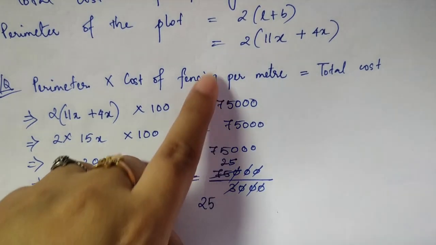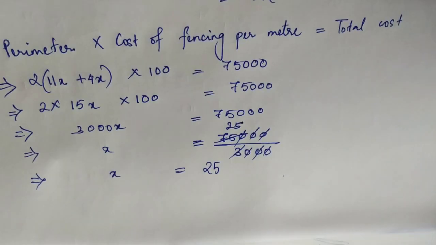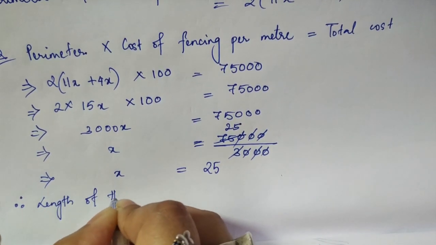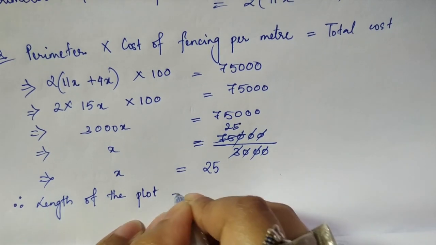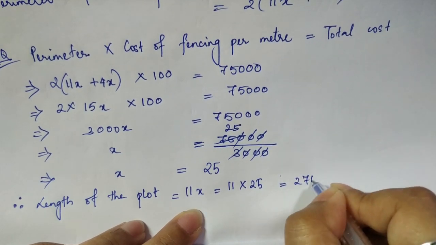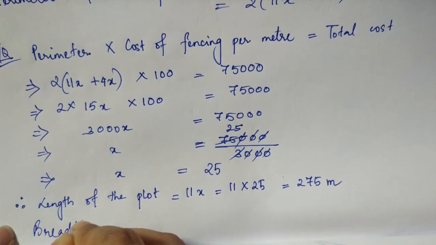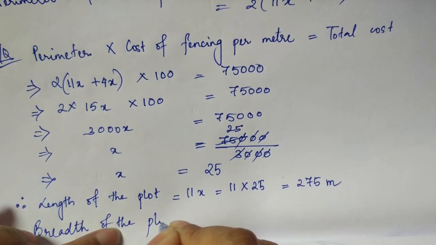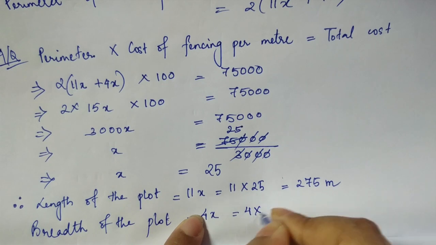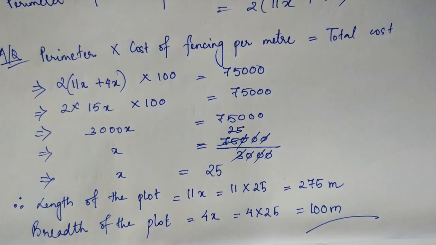So if I have x, I have considered the length as 11x and breadth as 4x. Can I find out the dimensions now? Yes, very easily. So I can write, therefore, length of the plot is equal to 11x, which means 11 into 25, which will be equal to 275 meter. And breadth of the plot will be equal to 4x, so 4 into 25, which is equal to 100 meter. So these are the dimensions of the plot.